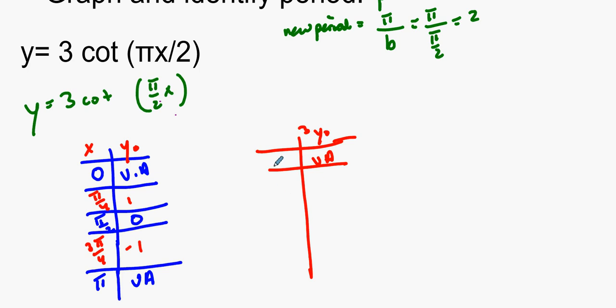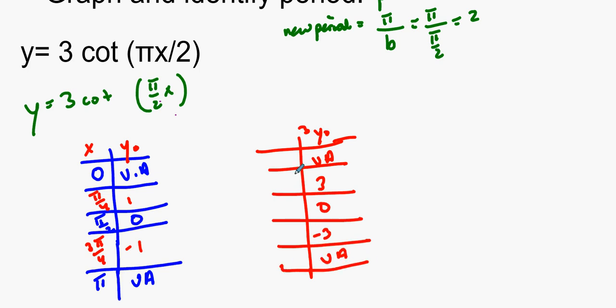That doesn't change. We have our 1 will turn to 3. Our 0 will stay 0. That negative 1 will turn to negative 3. And our vertical asymptote will obviously just stay a vertical asymptote.